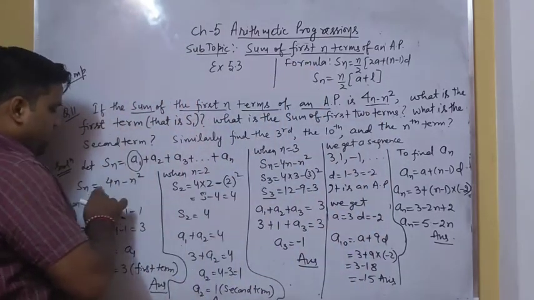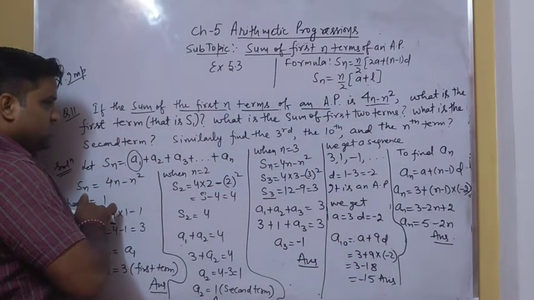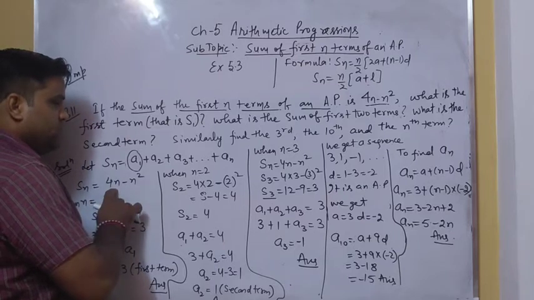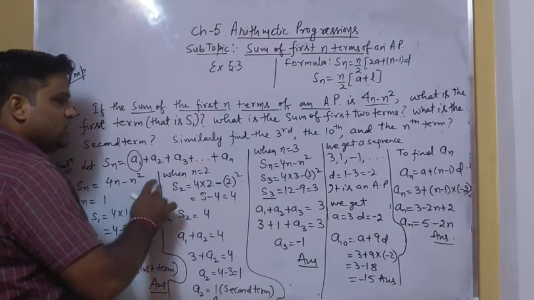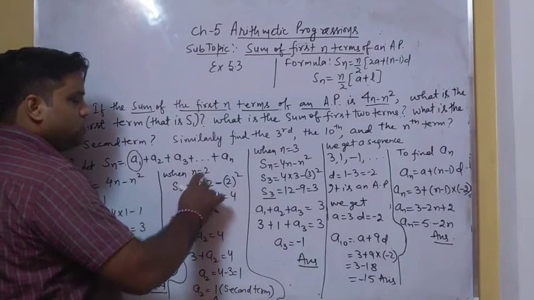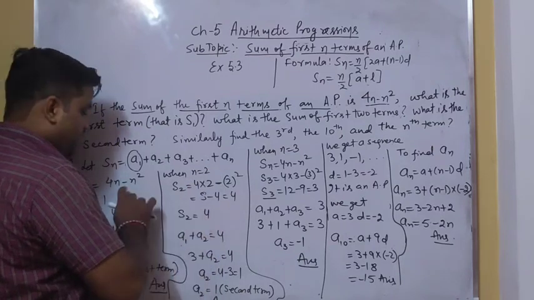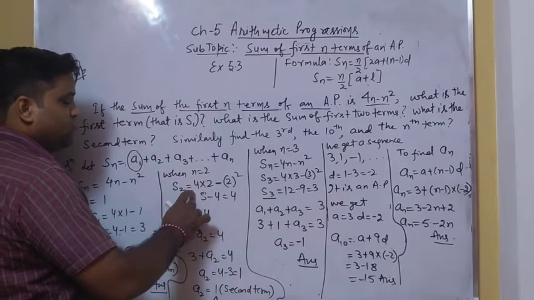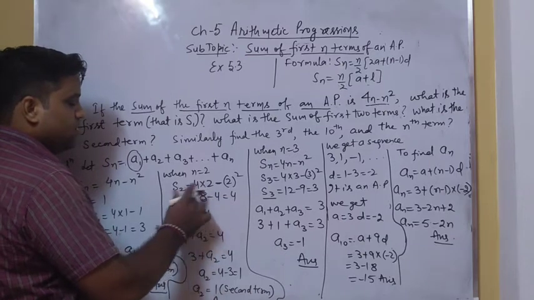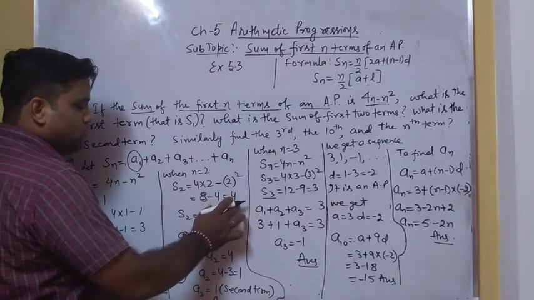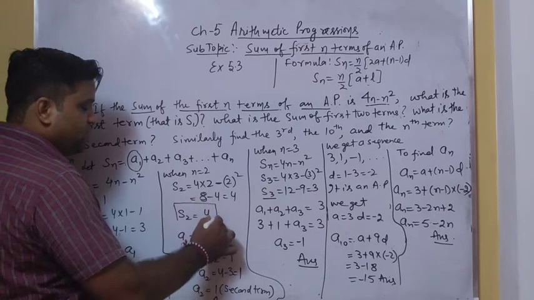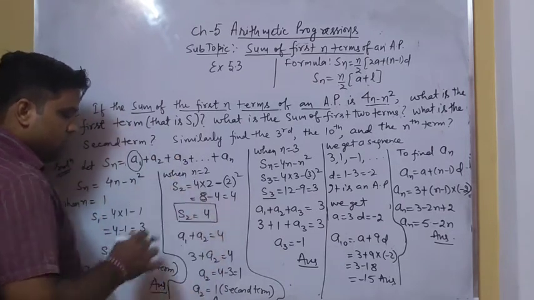Here again we know that the sum of first n terms of an AP is given by 4n minus n square. So here when we take n equal to 2 and put the value in that formula, we get the sum of two terms, which is equal to 4. So the sum of first two terms is equal to 4.